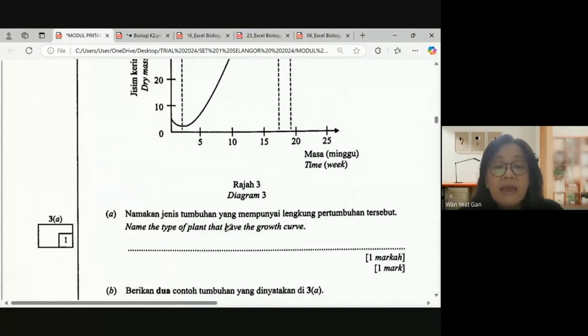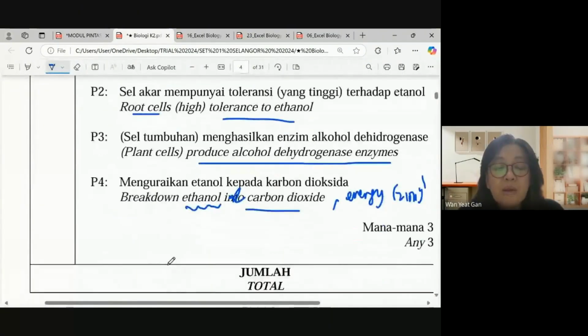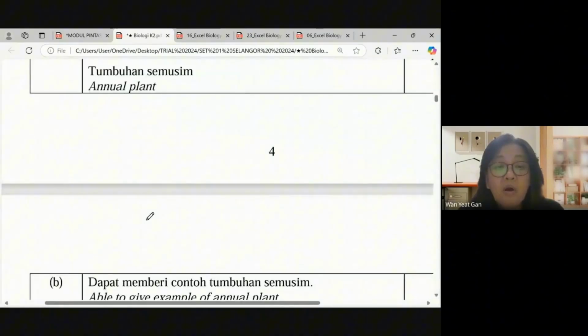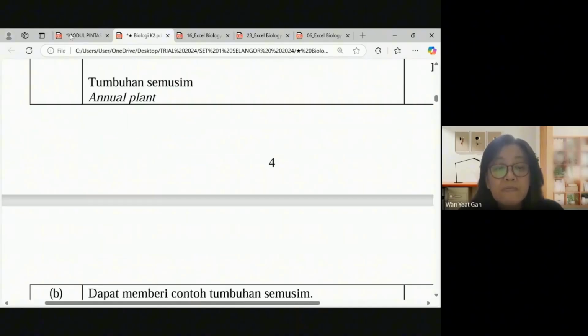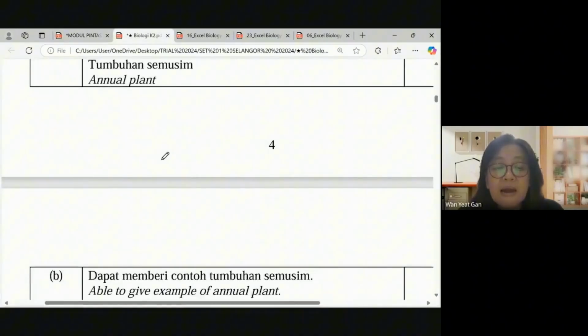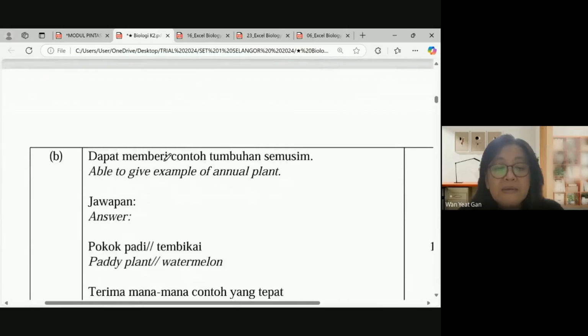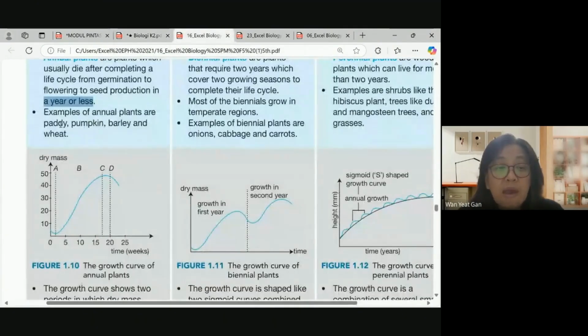So the plant that has this kind of growth curve is called annual plant. Yeah. Give 2 examples of plants stated in 3A. So the plants are paddy, watermelon, okay, and you can also have pumpkin, barley, and wheat. Okay.